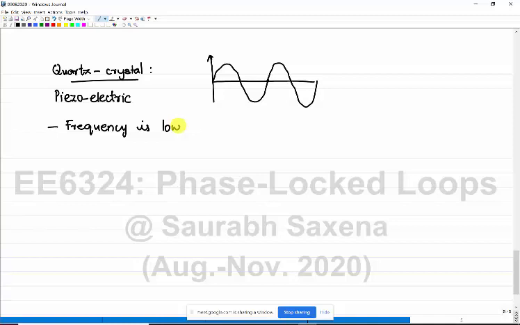We are talking about 10 gigabits per second, and having a quartz crystal which works at 10 gigahertz is either not possible, not feasible, or too costly. You do not want to buy your cell phone for 10 lakhs, right? So surely it is not possible that way.